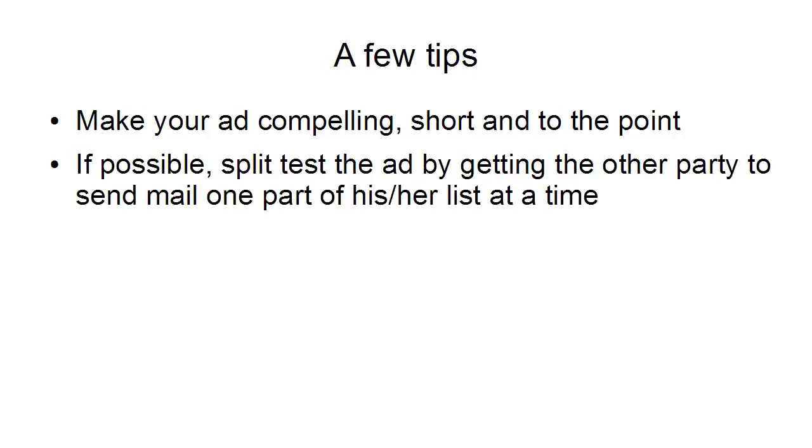If possible, you should split test the ad by getting the other party to send the email to one part of his or her list at a time. Now, not everyone can do this. It all depends on what type of autoresponder software or service they're using. But if they can send it to one part of their list at a time, and you can gauge how effective the ad is, you can tweak it, rewrite it, test it, and then roll it out to the entire list, and you know you're going to get the maximum response.